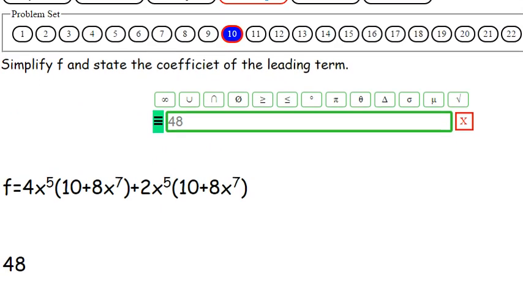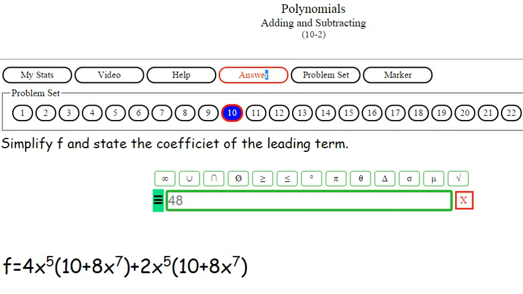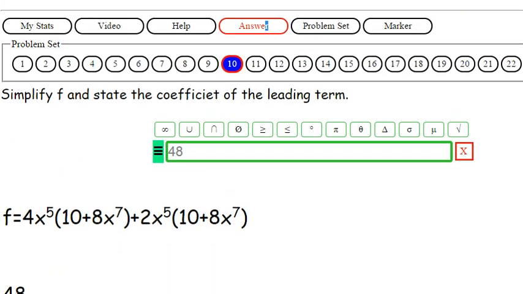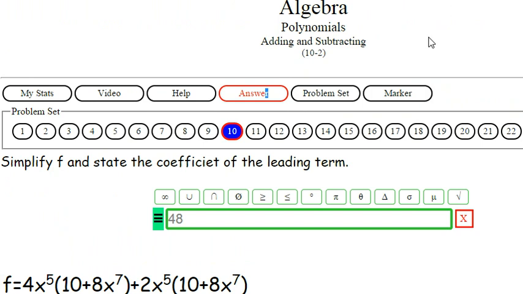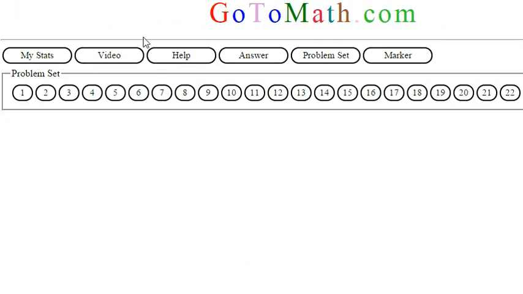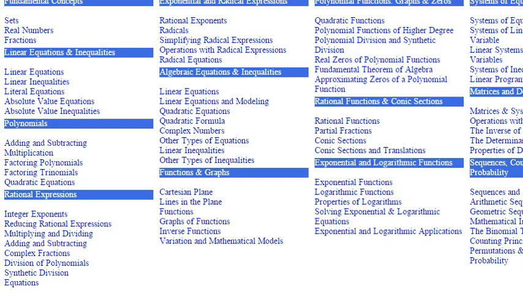Hopefully you've got at least a basic understanding of how to add and subtract polynomials. We are now going to move right on down the line to the next section, which is multiplication. Come on by and check it out. See you later, alligator.